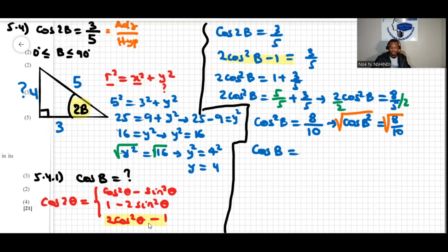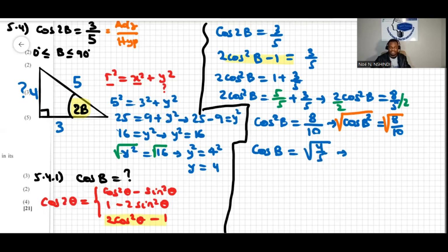If you use a calculator, you will get 2 root 2 over root 10, square root of 10. Yes. Or maybe before we even work it out, we can simplify. This can be simplified. So it's going to be like root over 4/5.